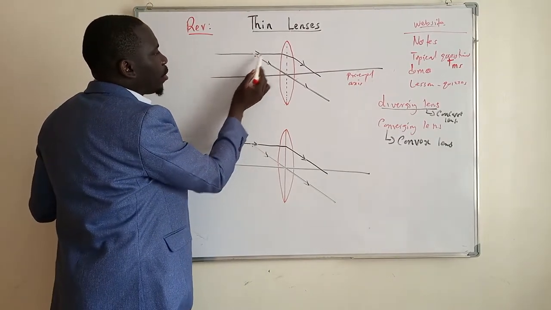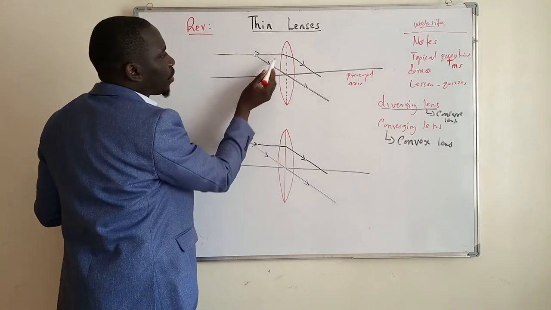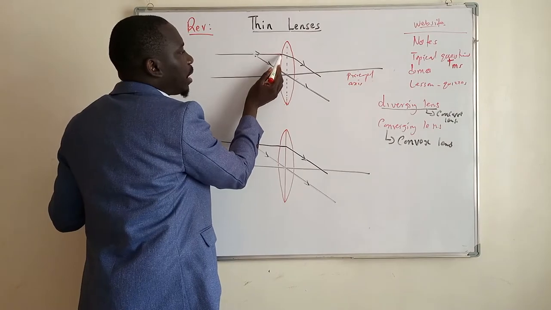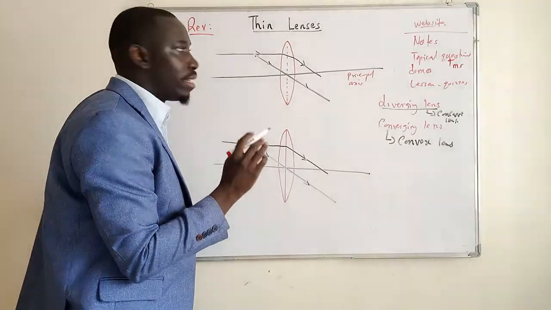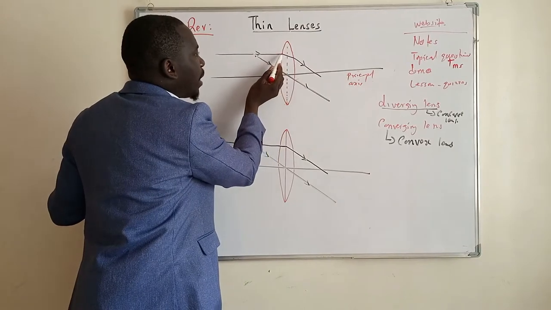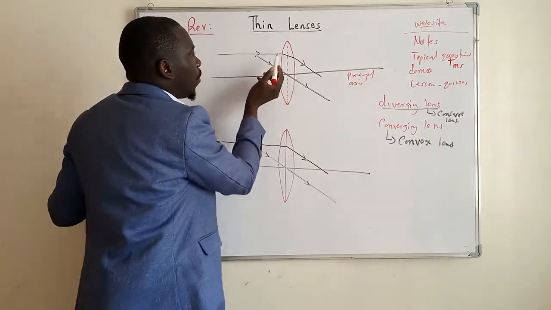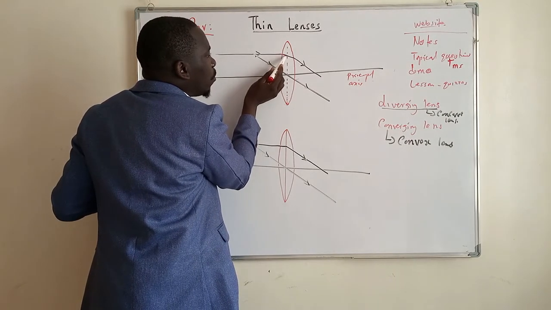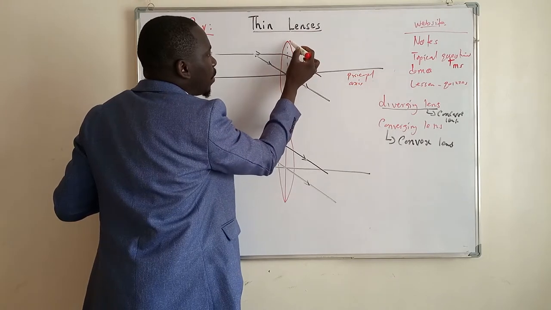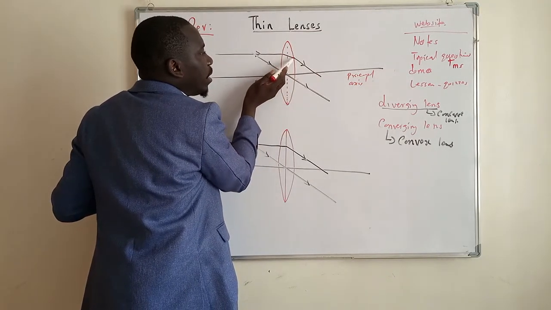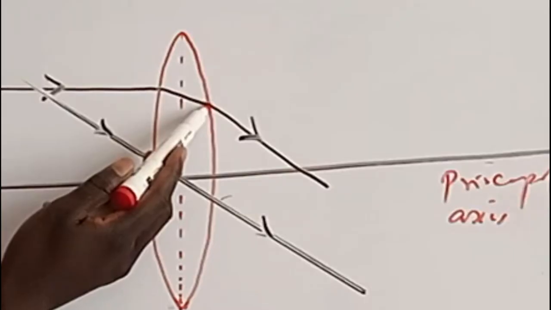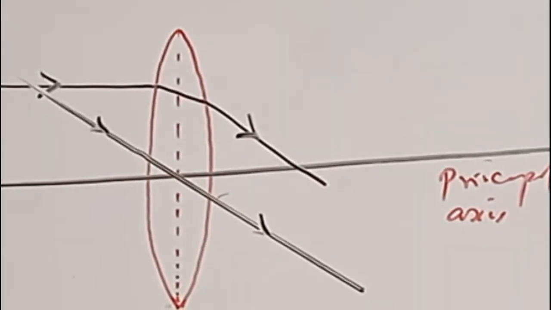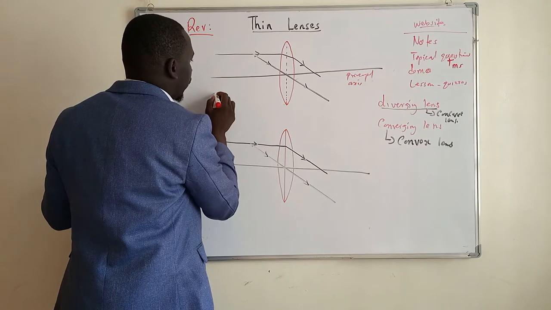When a ray of light parallel to the principal axis meets a lens, this is what happens at the surface. Because it is meeting the lens at an angle slightly less than 90 degrees, it will bend at this particular point here. So the ray of light will be refracted at the edge here and then continues to move, and as it leaves the lens, it again gets refracted at this particular point here, and then it focuses.